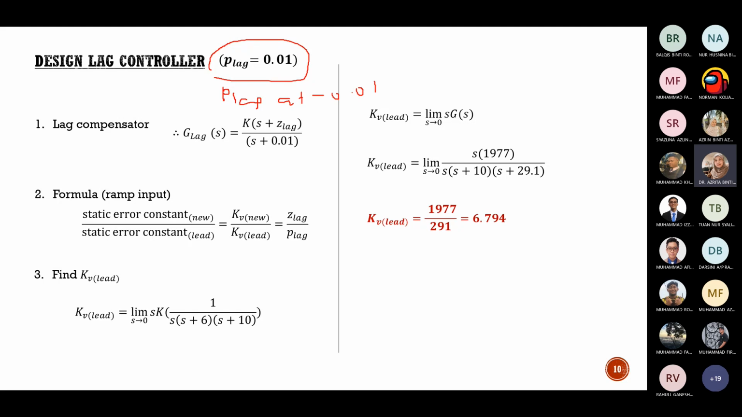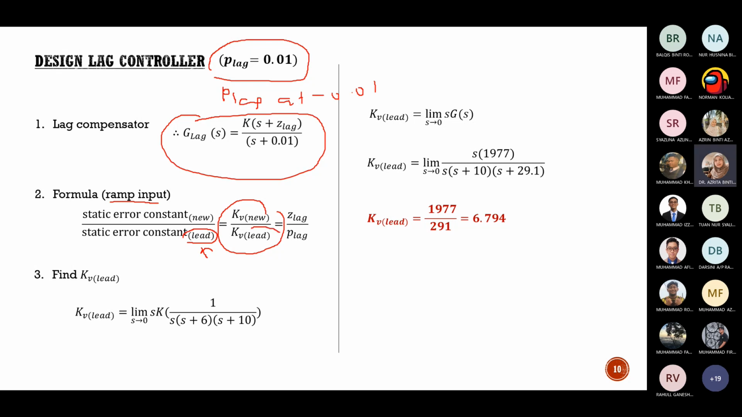week. So the transfer function, and then the formula. So static error constant says that in this question it mentioned about the ramp input. So we will apply the KV because of the ramp input. So KV new over KV old. So for the lag compensator, so I already changed. So in this note, we put for the old as a lead.